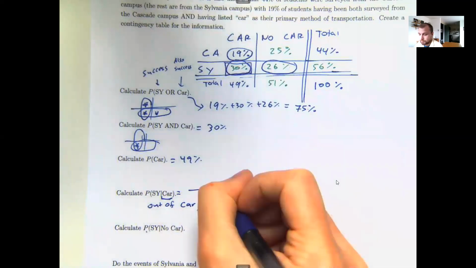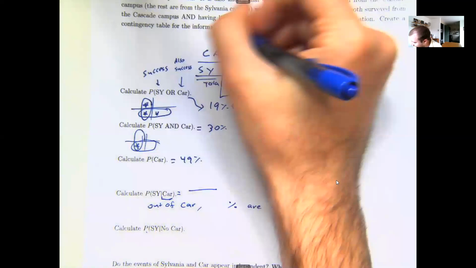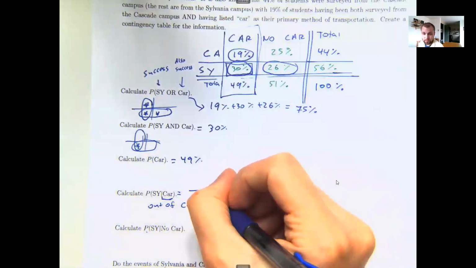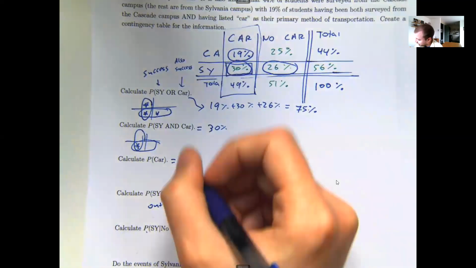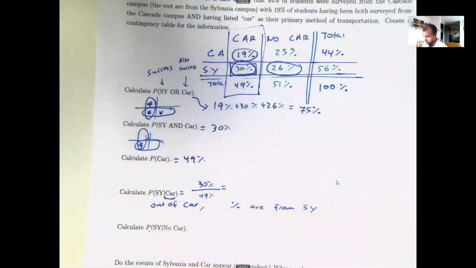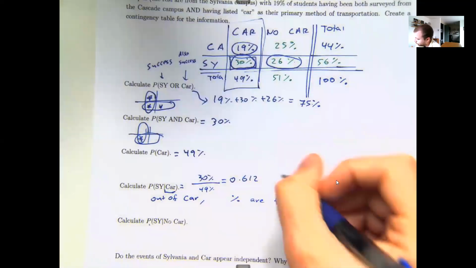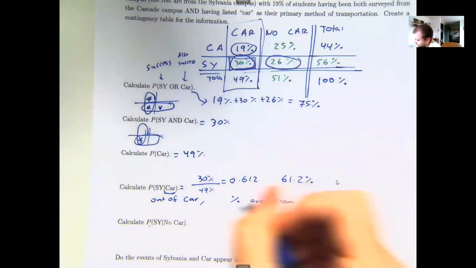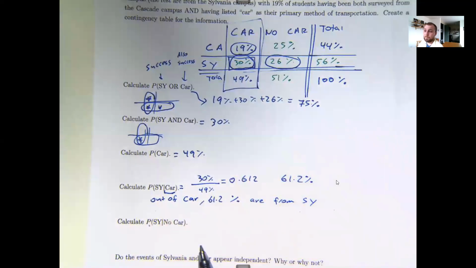So let's look at the grid. Out of car. So this is out of that 49%. And inside of this, 30% are from Sylvania. So I've got 30 out of 49%. This gives me 61.2% of those people with a car happen to be from Sylvania.